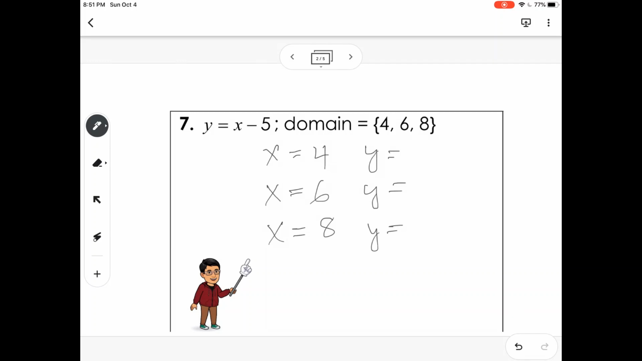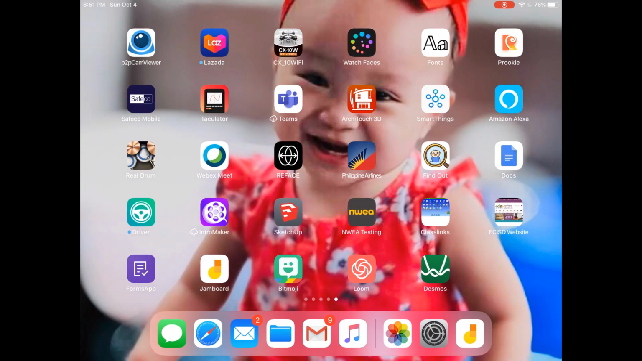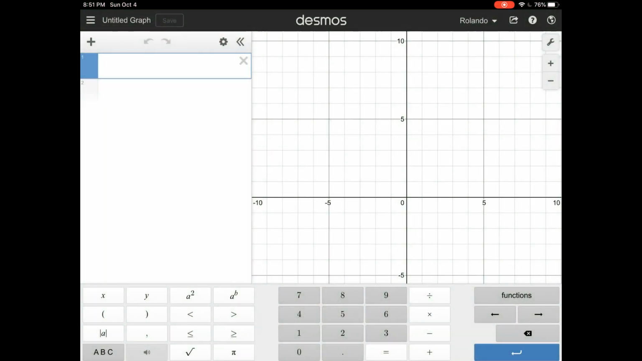Okay, this time we're going to use an application. This is the Desmos calculator. You can also have access to this from our Google Classroom under the classwork tab. Let me open my Desmos calculator, which is right over here. So what I'm going to do is simply type the equation y equals x minus 5, the given function.